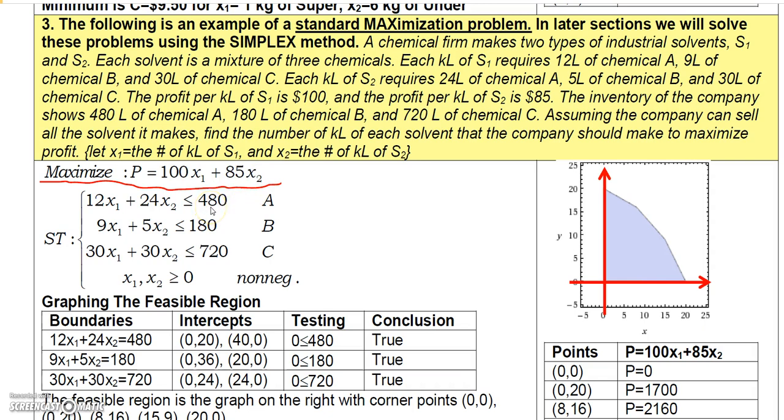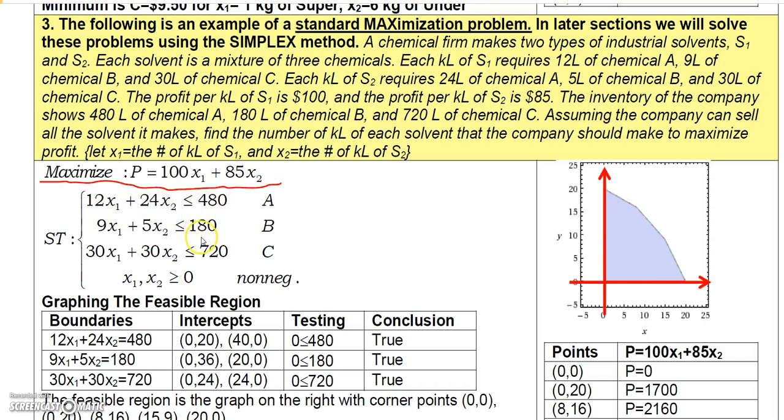Now, since we only have 480 liters of chemical A available, we have to make sure we stay within that number. So the actual chemical A we use must be less than or equal to 480. How do we use chemical A? We use 12 units of chemical A per kiloliter of solvent 1, and 24 units per kiloliter of solvent 2. So the total chemical A used will be 12x1 plus 24x2, and that has to be less than or equal to 480.